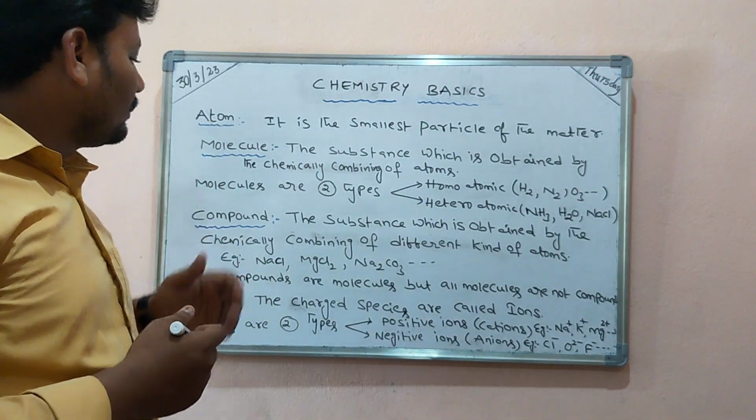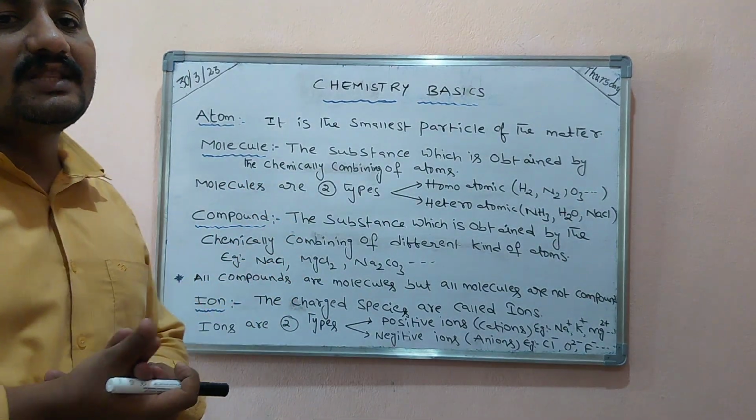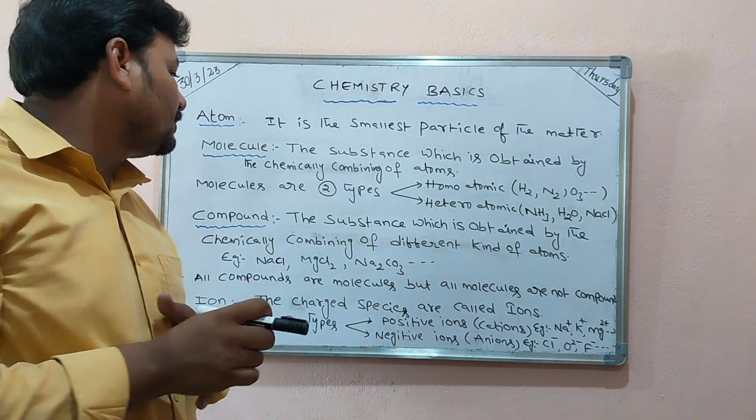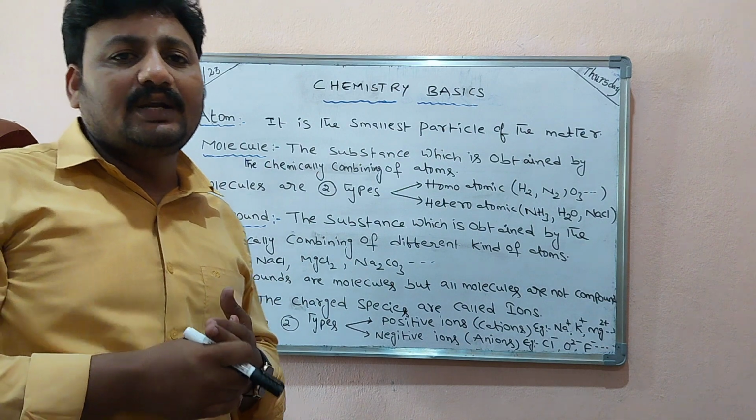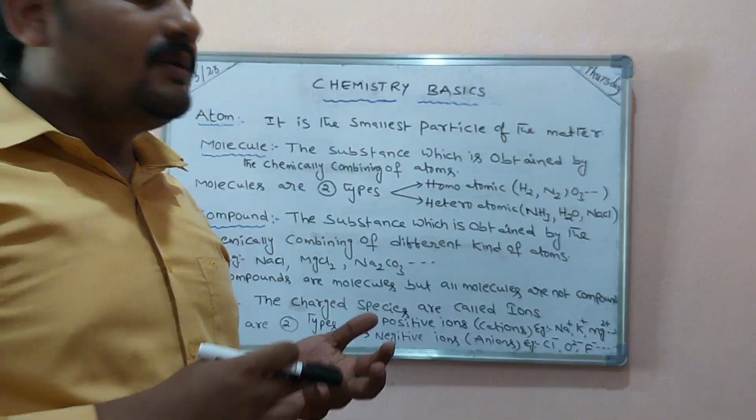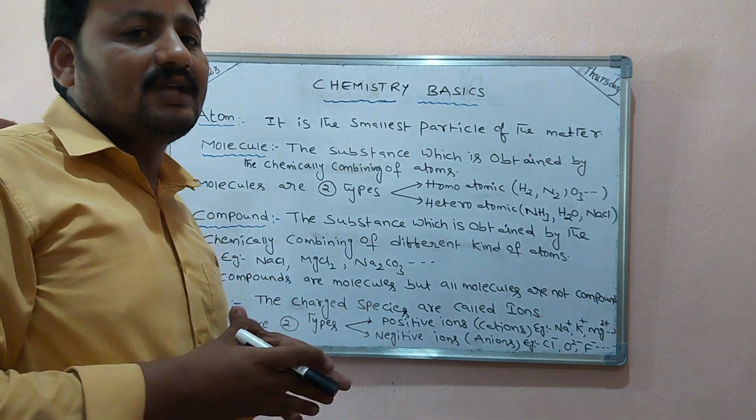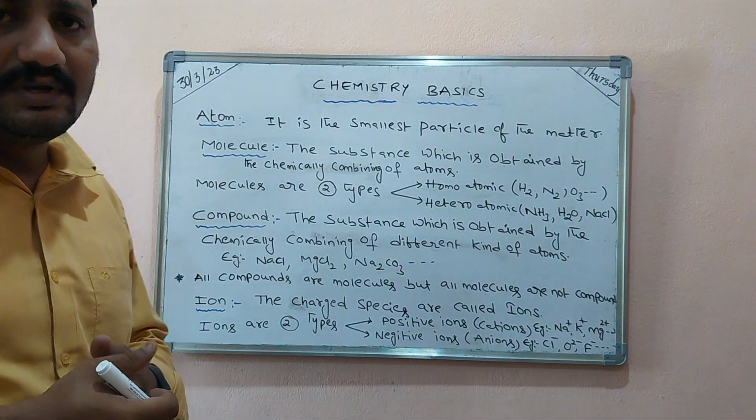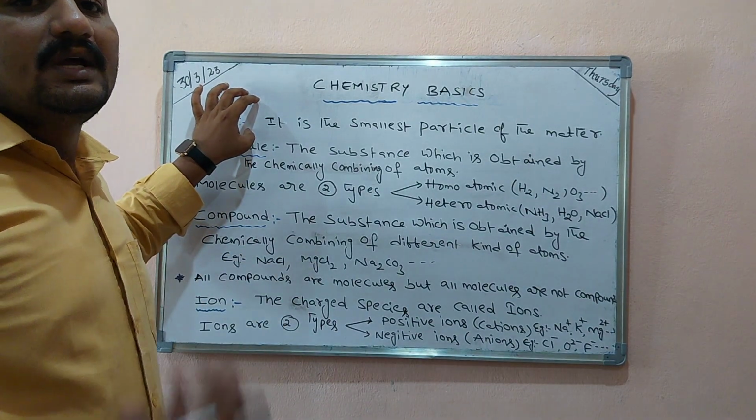One more is pending. Element. What is an element? An element is made up of one type of atoms. Hydrogen is an element. Helium is an element. Sodium is an element. These are all elements made up of one kind of atoms. So atoms are nothing but elements we have to consider.